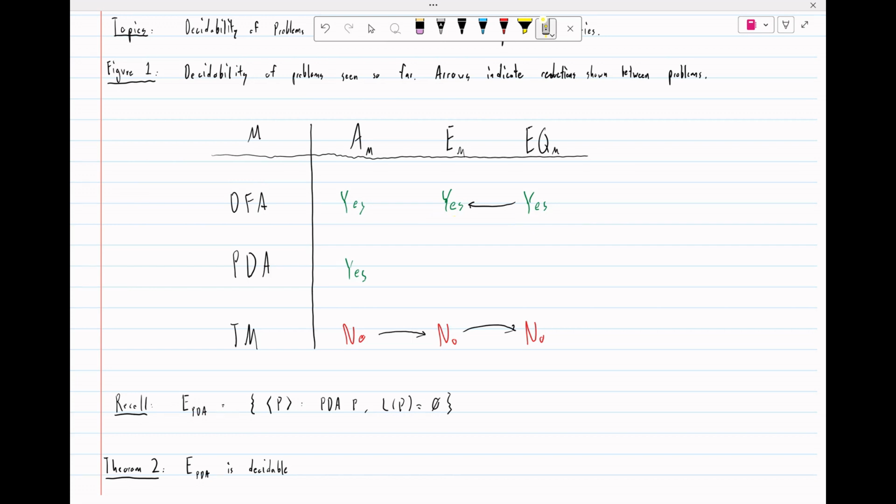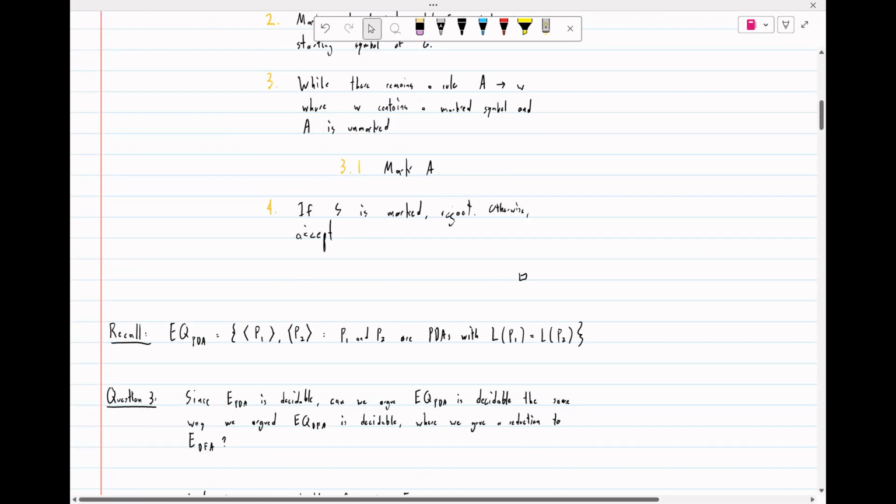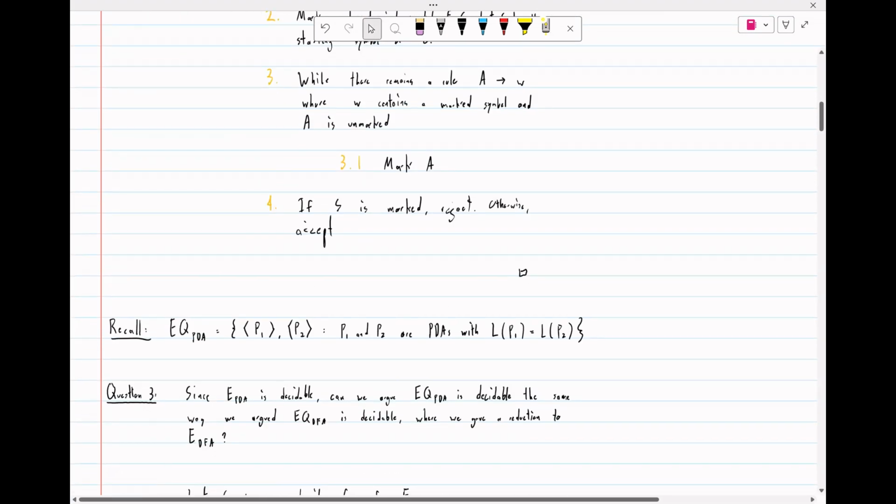So let me ask you something. We showed that the answer to this question was yes, right? There is a decider for E-PDA. So can we just do the same thing that we did for DFAs? Can we just give the exact same type of reduction from the equivalence testing problem for PDAs to the emptiness testing problem for PDAs? I'm going to remind you of what this reduction looked like, okay? So the question is, we know E-PDA is decidable. Can we just argue that EQ-PDA is decidable the same way we argued EQ-DFA is decidable?